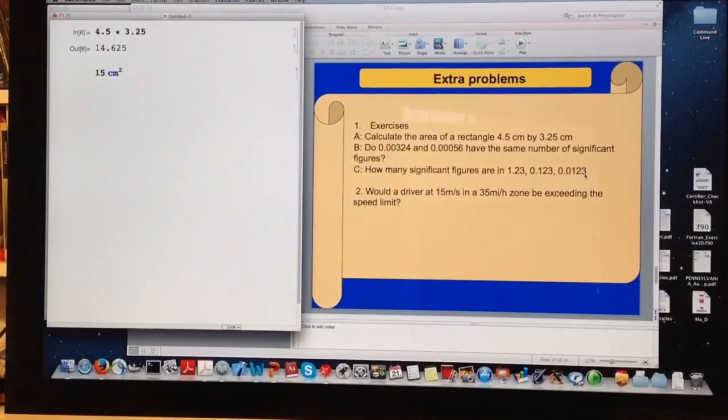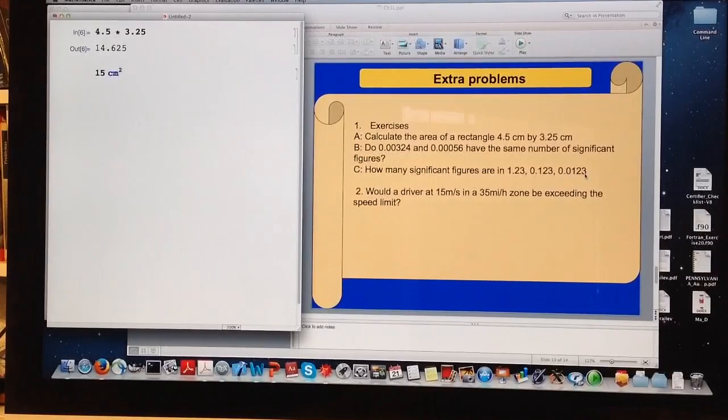Okay, now comes another problem of conversion of units. We have a driver driving at 15 meters per second in a zone where the speed limit is 35 miles per hour. So this is someone who came from Canada. His car gives him the speed in meters per second maybe, and we want to know if he's exceeding the speed limit or not. Okay, so let's convert that.